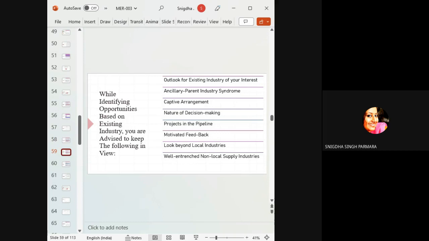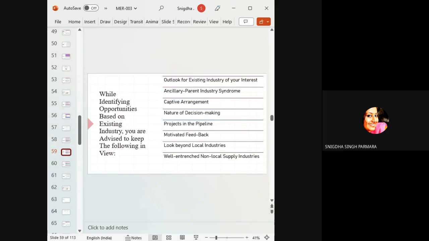Then ancillary parent industry syndrome. Basically, a lot of subsidiary firms suffer from lack of support from a particular parent industry or from a particular holding company. Okay, this is about holding subsidiary companies. So if you are a small subsidiary part, then there are a lot of such subsidiaries which are not very well attended to by the parent industries.